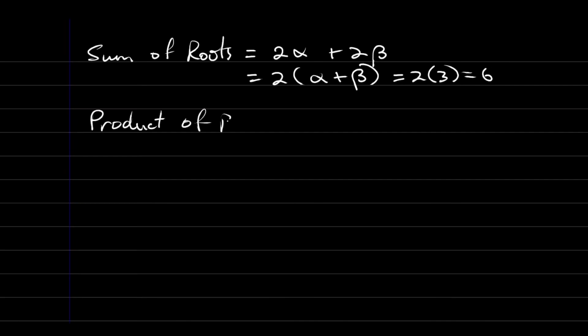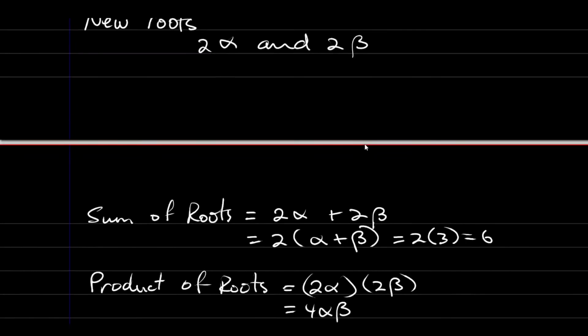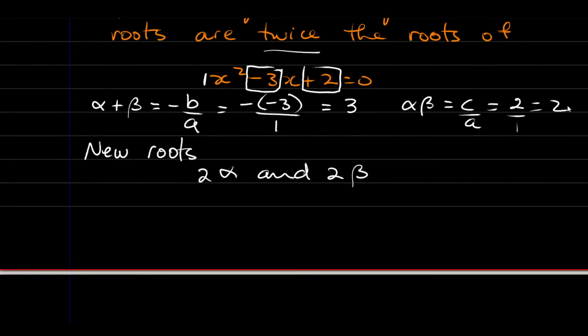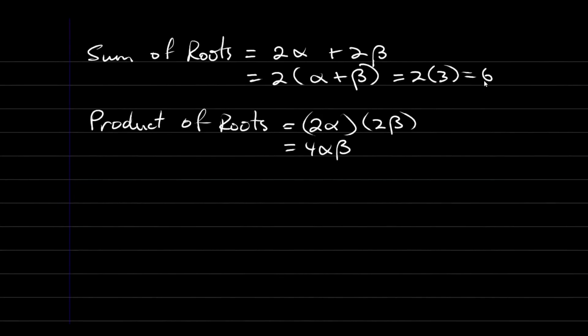And then we have the product of roots. The product of roots is going to be 2 alpha multiplied by 2 beta. And then that would mean that we're going to have 4 alpha beta. 4 alpha beta, I'm just going to have to take 4 and multiply it by 2 because alpha beta is 2. So we take 4 alpha beta and we get 4 times 2, we get 8.